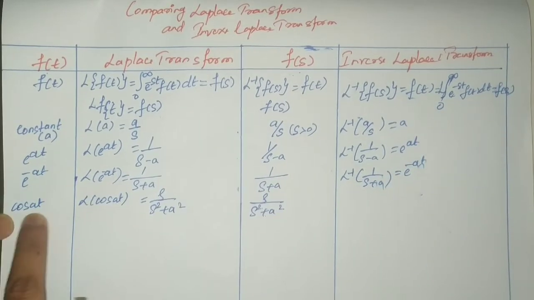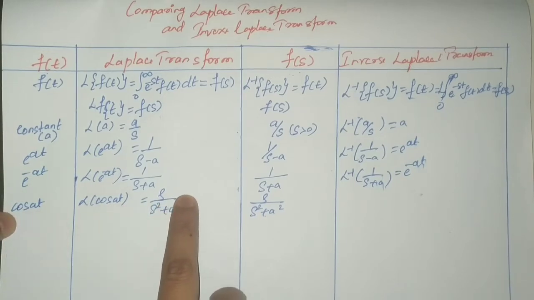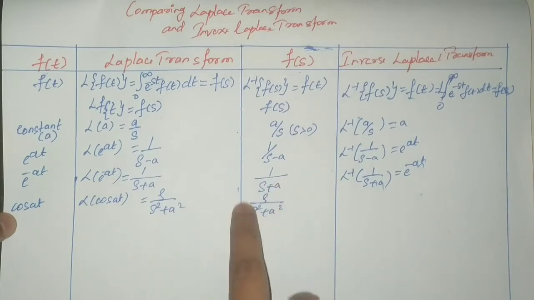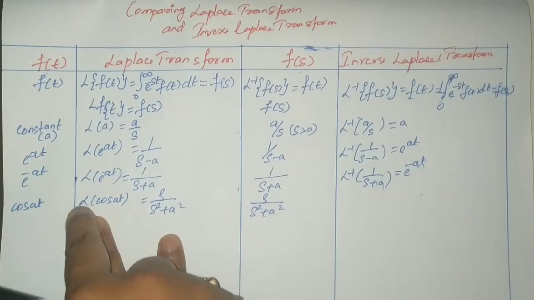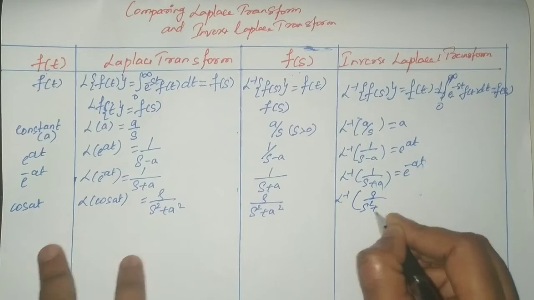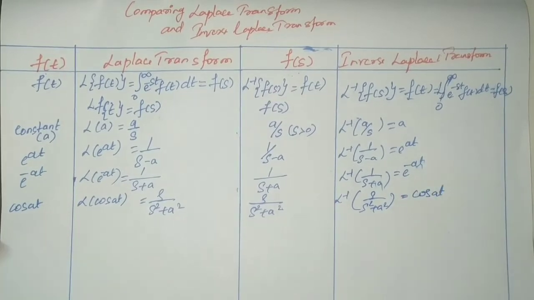If suppose the function is cos at, as I already told you in our last video, cos comes, your transformation will have s in the numerator and denominator is s square plus a square. If suppose in the function you have s by s square plus a square, directly transform here. Shift this L on the other side, so L inverse of s by s square plus a square, we get it as cos at.